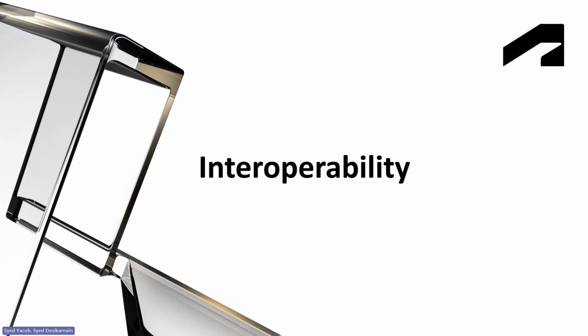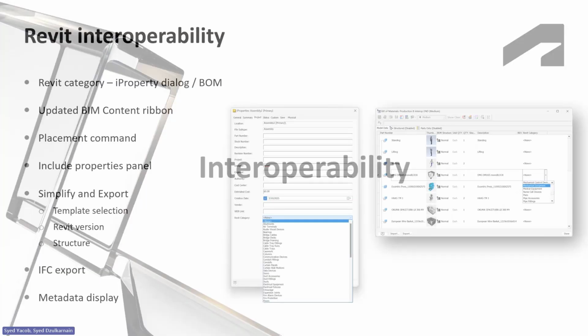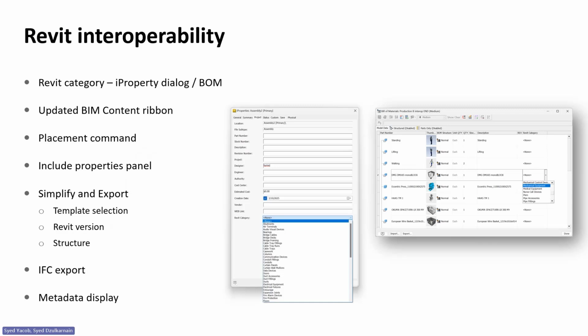Okay, so the next point is interoperability. The interoperability that is being focused on for this release is the Revit interoperability. Inventor and Revit, since 24 and 25, there has been a lot of trying and experimenting to make sure that the interoperability between the two platforms is stable. Now, let's say in a bill of materials, there is a new column called Revit category. If you can see on the image here, there is Revit category.